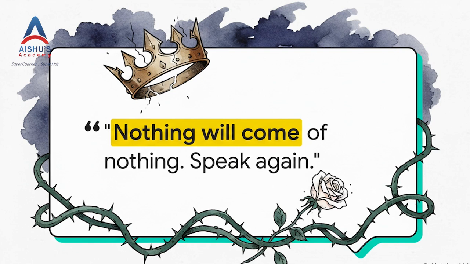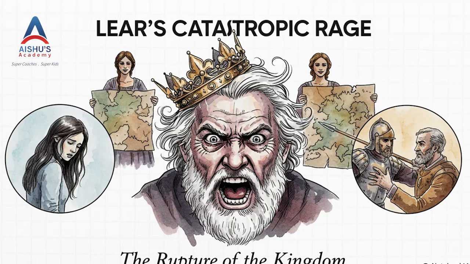He gives her one more chance. Speak again, but she won't play along. She stands by a love that's real, not for show. And to a guy like Lear, that feels like betrayal. And just like that, it all goes wrong.